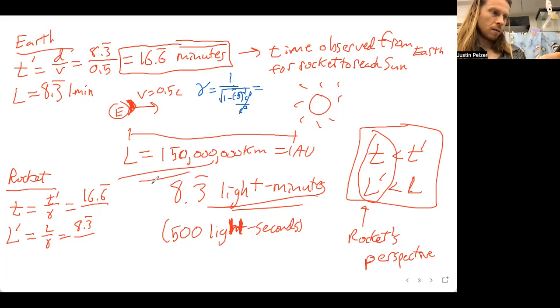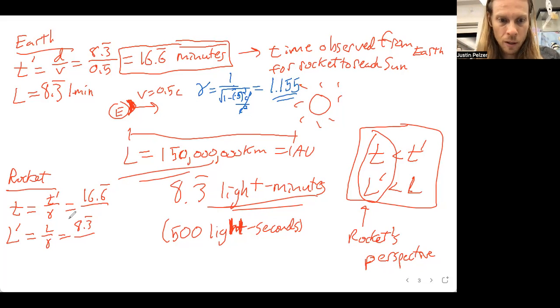Wait a minute. Yeah, 1 divided by that. That tripped me out for a second, because we got 0.866 as velocity the other day. Anyway, this is a gamma of 1.155. So 16.6 divided by 1.155, and this is 8.33 divided by 1.155. Great.